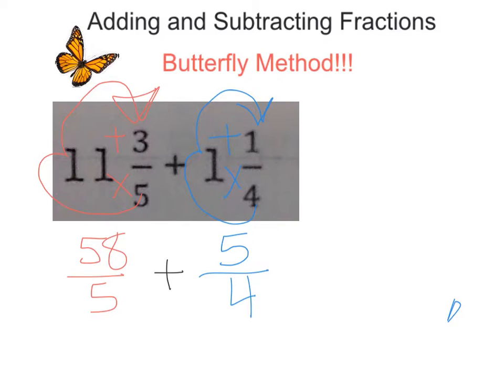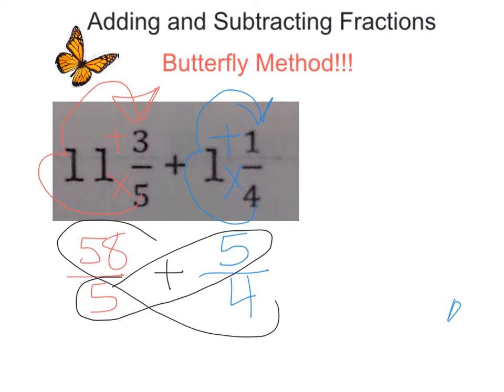Remember, the most predominant part of the butterfly is the wings, so we need to give our problem some wings. We multiply corner to corner. 5 times 5 will give us 25. 4 times 58 will give us 232. Don't forget the butterfly butt at the bottom. 5 times 4 gives us 20. Now we are ready to rewrite our problem.